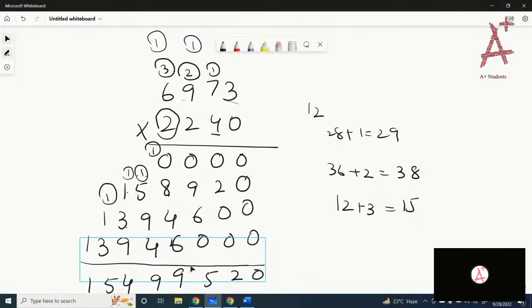6973 times 2240. 1 5 here, 5 8 and 4 12, and 12 and 6 18, and 1 19. 1 carry 5 and 9 10, and 5 15, and 4 19. 1 3 9. 4 times 6 is 24 and 125.